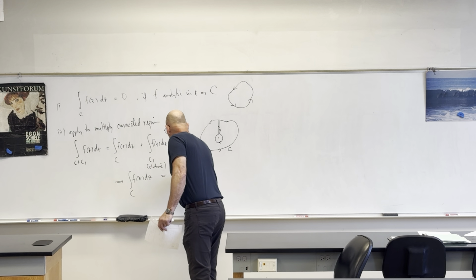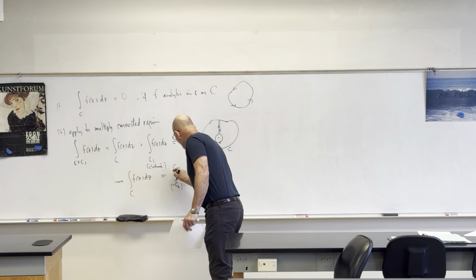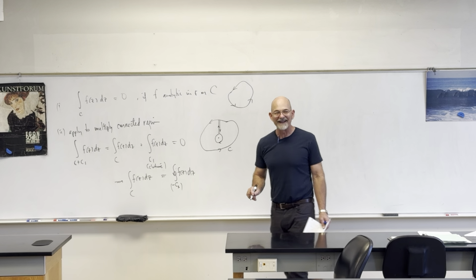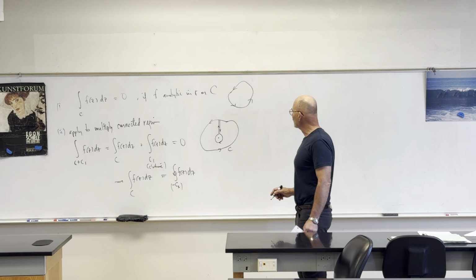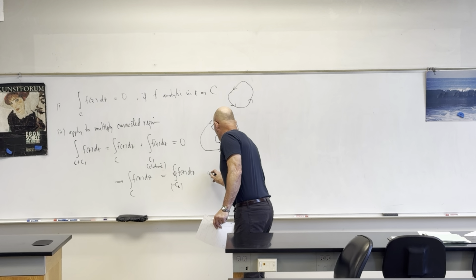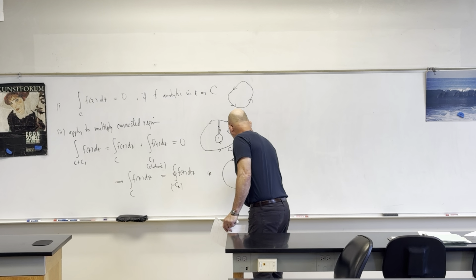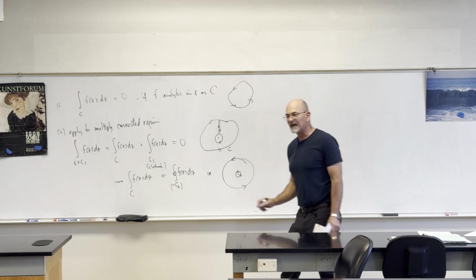equals the integral of f(z) dz, and I'm going to write minus C1. But this minus C1 is the proper positive orientation. So what you've done is you've replaced the integral around this one here with the integral around the center, around that little point.